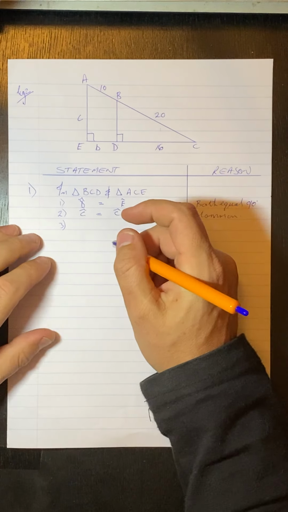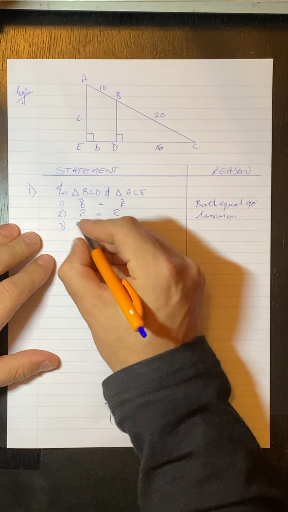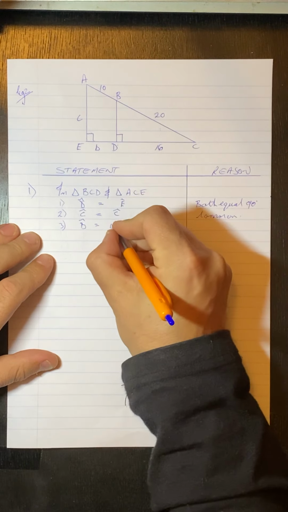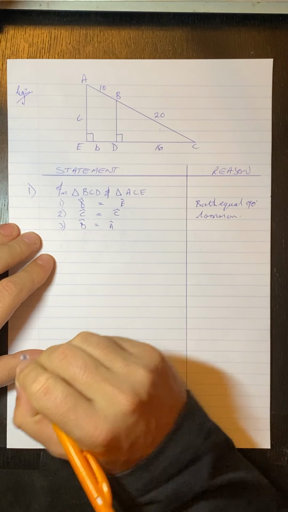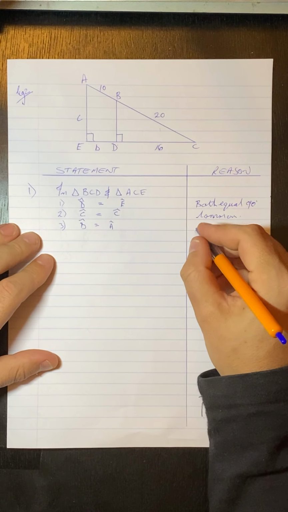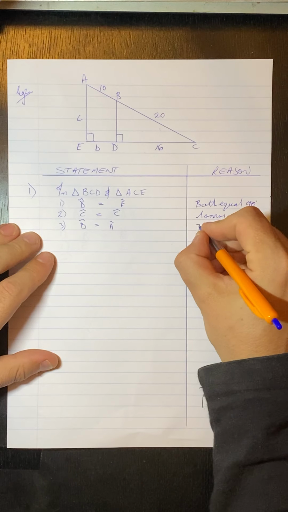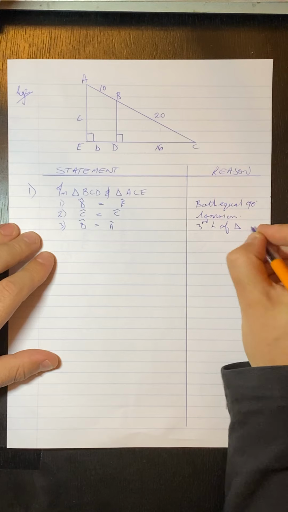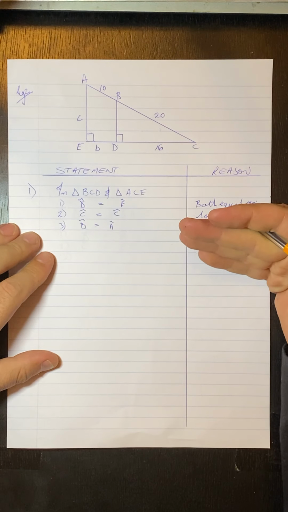So what we can say now is angle B is in the smaller one, so B must be equal to A. All right, and what we can say there is third angle of triangle, third angle of triangle from our angles in a triangle.